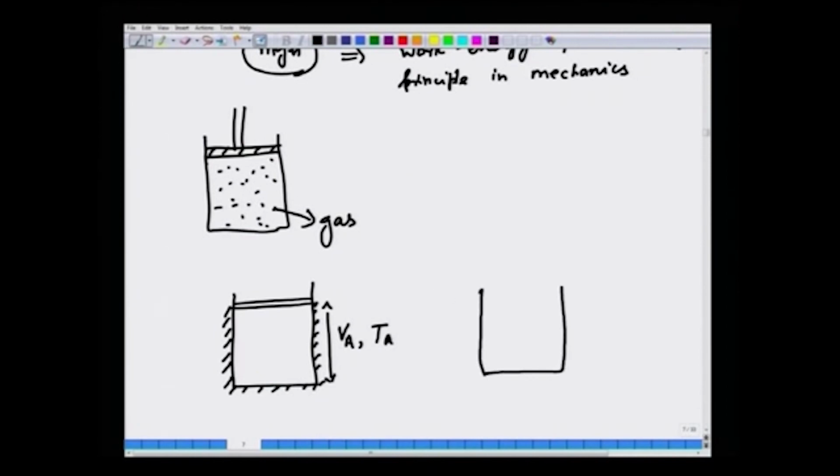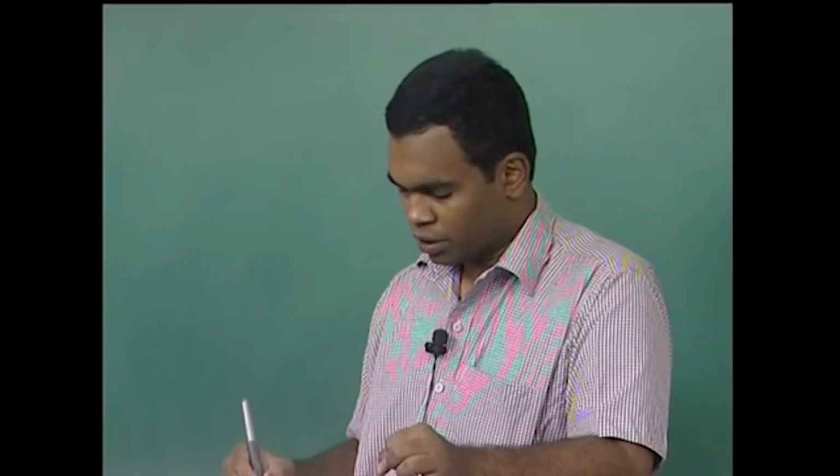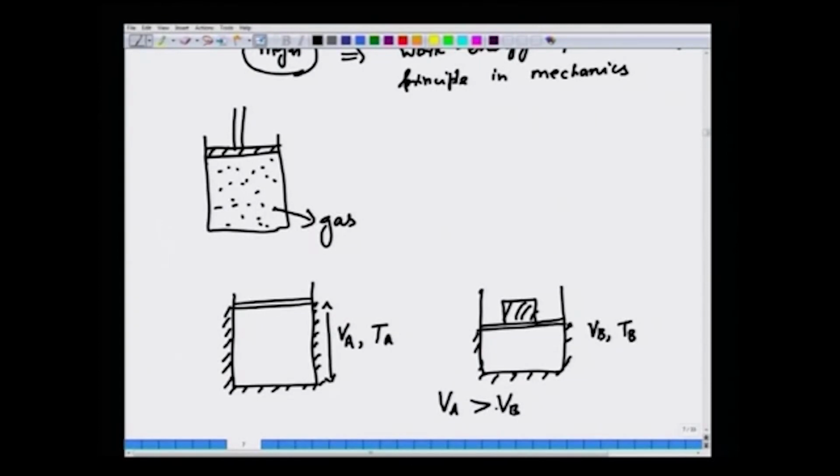Now, imagine putting in a weight, so that this piston now moves. So, there is a weight that is acting, there is a force that is acting. So, you compress the piston, so that you are now in a new state B with volume VB and temperature TB. Now, you have done work on the gas, because you have applied a force and you have moved the piston over a distance. So, the volume of the gas, which initially was VA, is now greater than the final volume VB. So, you have certainly done work on the gas.